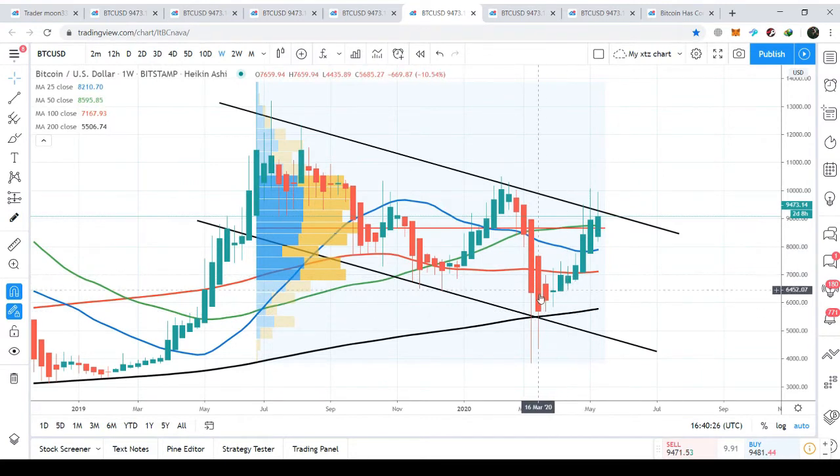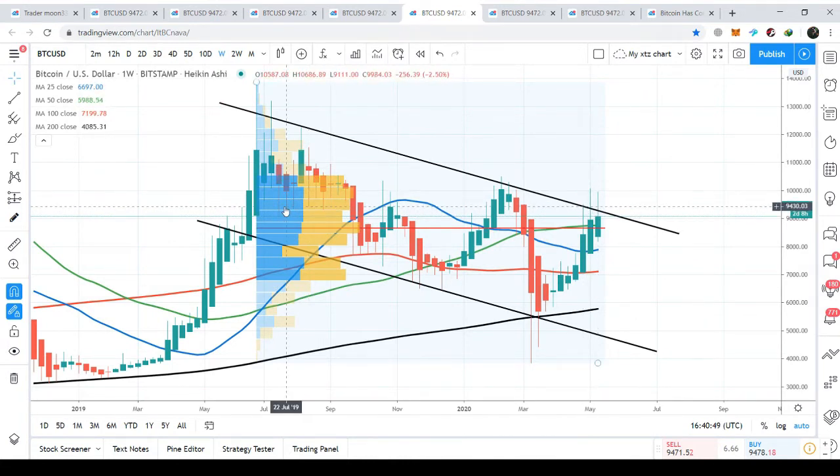The price action has bounced from this 200 simple moving average on the weekly chart, and it has crossed up the 100 simple moving average, then crossed up the 25 simple moving average, and now it faces the resistance of the 50 simple moving average, and it is also struggling at the resistance of this down channel.